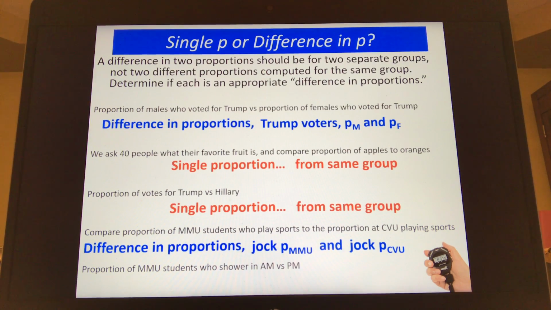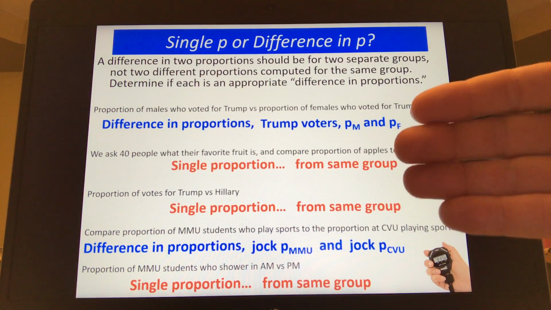The last one, if you want to look at the percentage of students who shower in the morning versus night, that's a single proportion. You're looking at the same denominator for both of those. They're both referring to MMU students.